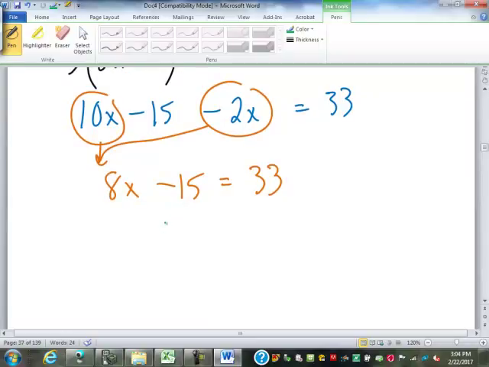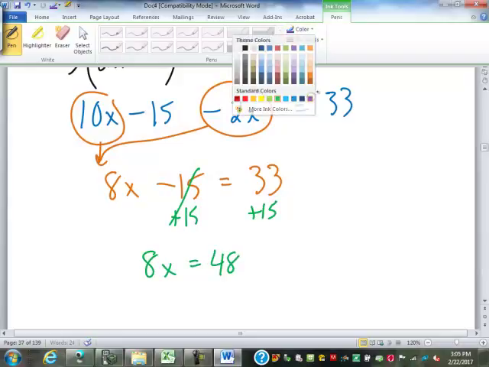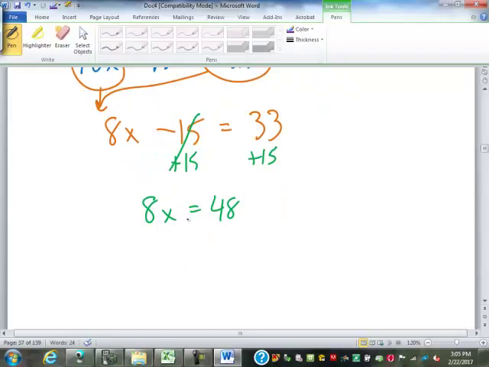Okay, so now what's our next step here? Add 15. Adding 15. 8x equals 48. And finally, divide by 8. X equals 6.